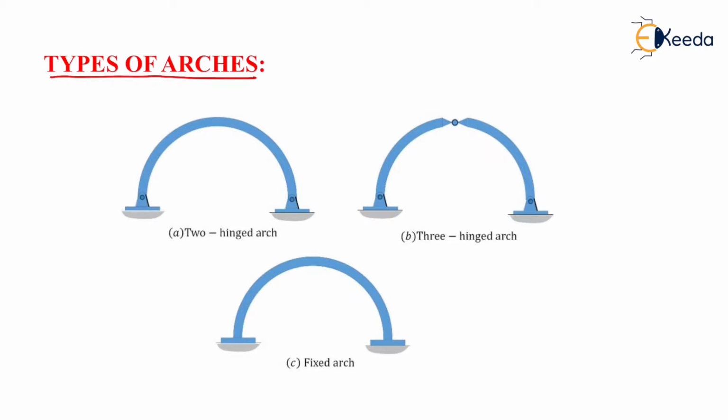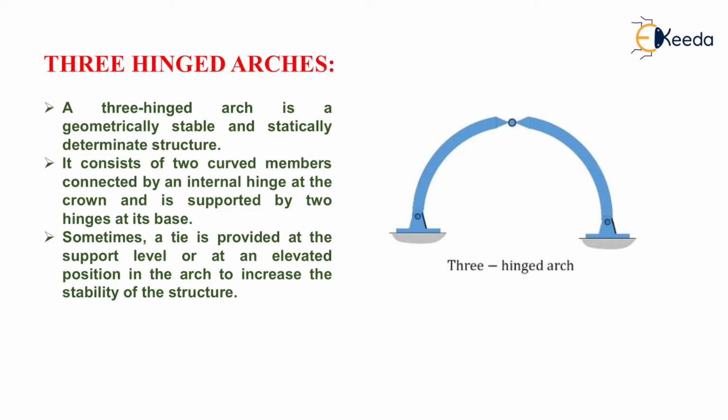Generally we have three types of arches. First one is the two hinged arch, having hinge support at both the ends, that is A and B. Next one is the three hinged arch, having hinges at the supports as well as one hinge at the crown. And the last one is the fixed arch, having fixed supports at the ends. Now that is all about the types of arches. Now we will study what three-hinged arches are.